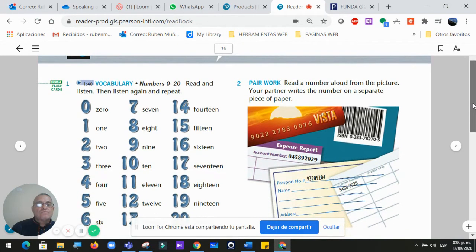0, 1, 2, 3, 4, 5, 6, 7, 8, 9, 10, 11, 12, 13. 14, 15, 16, 17, 18, 19, 20.